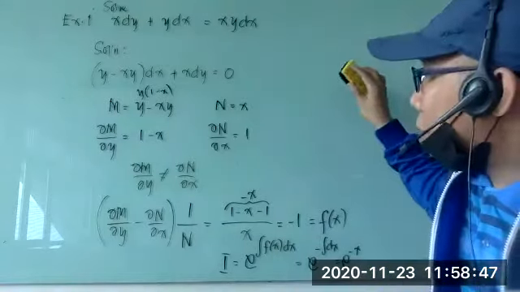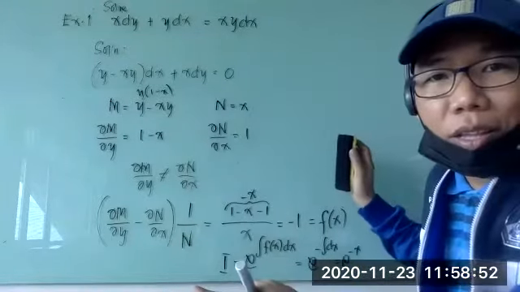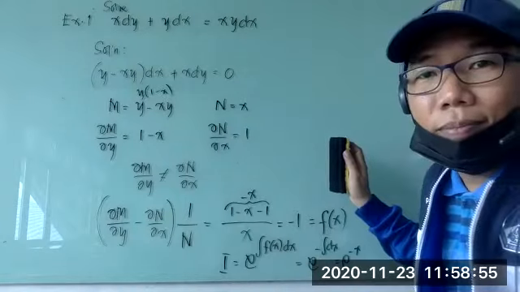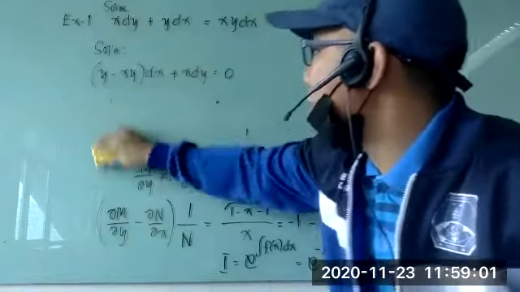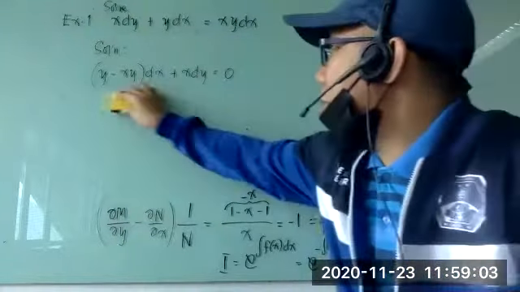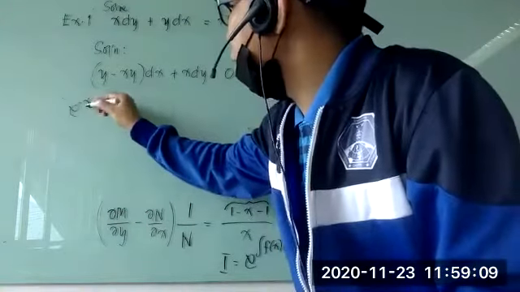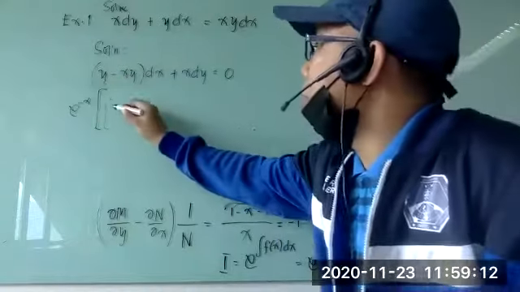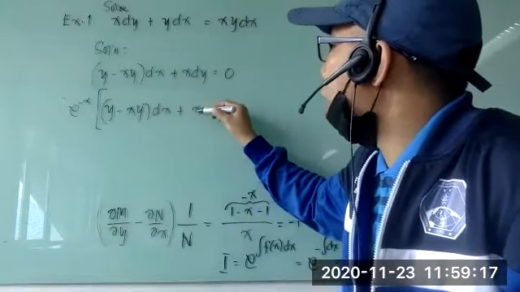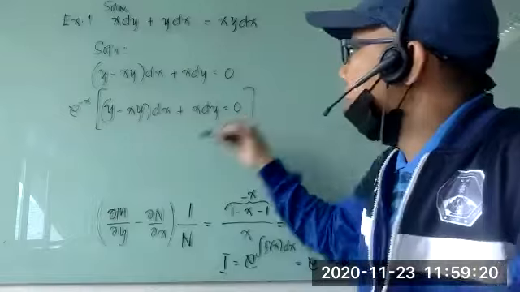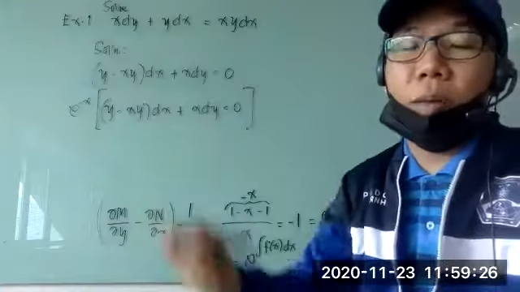Now let's proceed to solving this equation. Any questions? None. Okay, let's proceed now to multiplying this first order DE by what we have just determined, the integrating factor. So we have e raised to negative x. Multiply the entire equation: y minus xy times dx plus x dy equal to 0. Once we multiply this equation by the integrating factor, this becomes an exact equation.